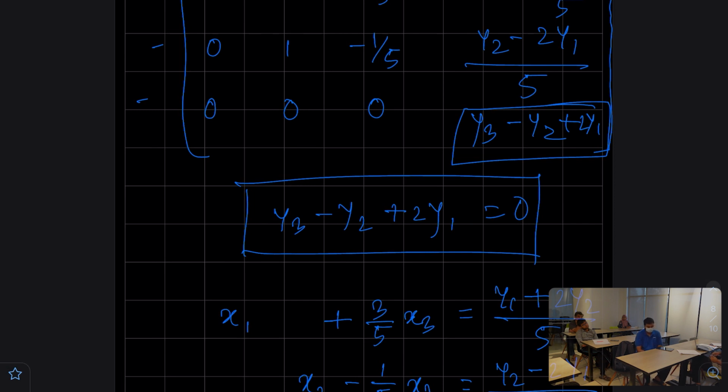So you can see in this example that an inhomogeneous system of linear equations may not have any solution at all, whereas in contrast, a homogeneous system of linear equations always admits a solution. That solution is the trivial solution. And this example shows that an inhomogeneous system of linear equations may not have any solution at all. Okay.